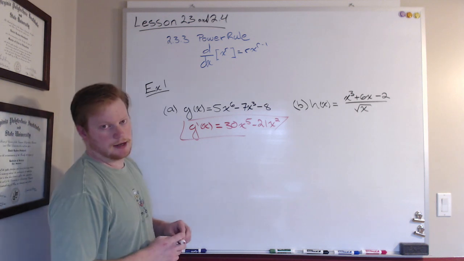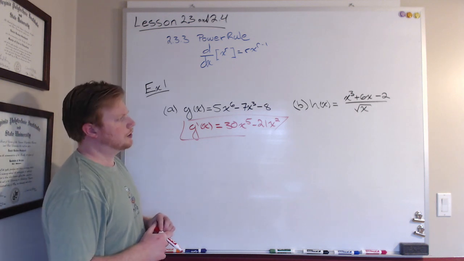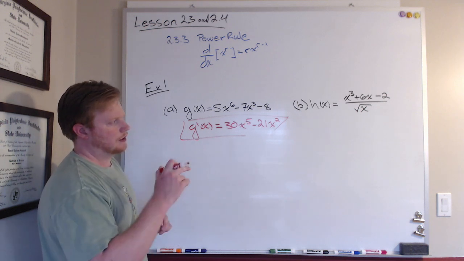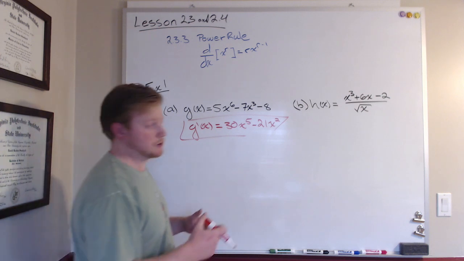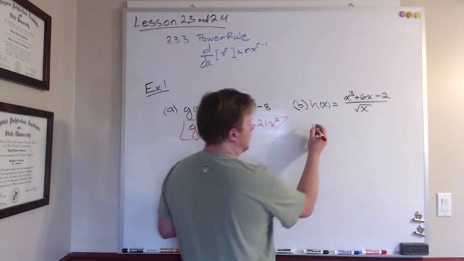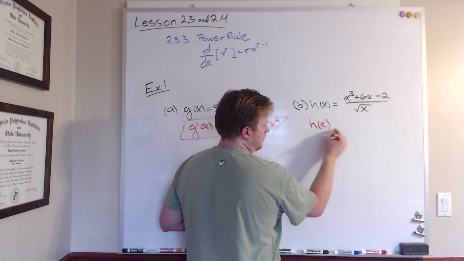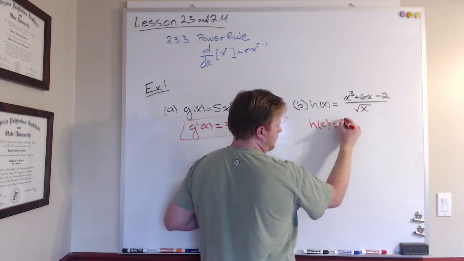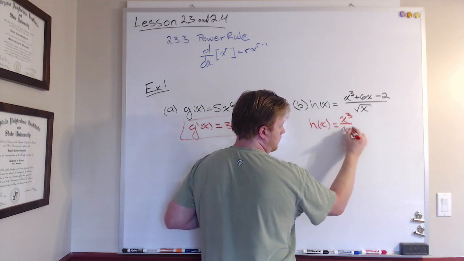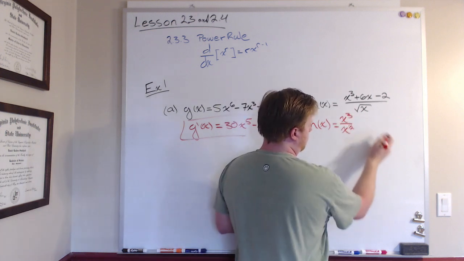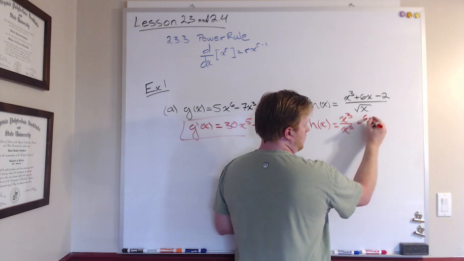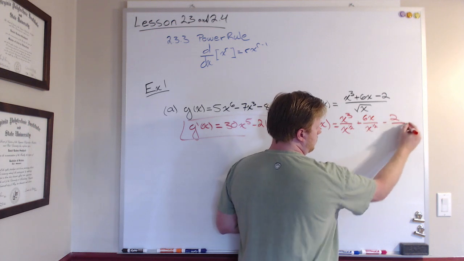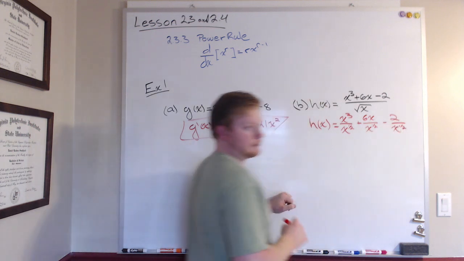B looks like it might use quotient rule, but what we're going to do is go ahead and divide through by that square root of x, which is really just x to the 1/2 power. Okay? So we'll rewrite this as x to the 3rd over x to the 1/2 plus 6x over x to the 1/2 minus 2 over x to the 1/2.